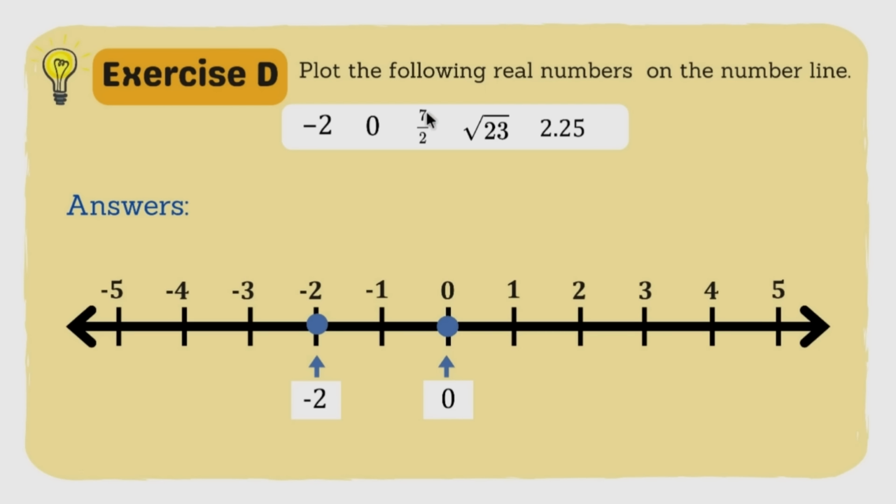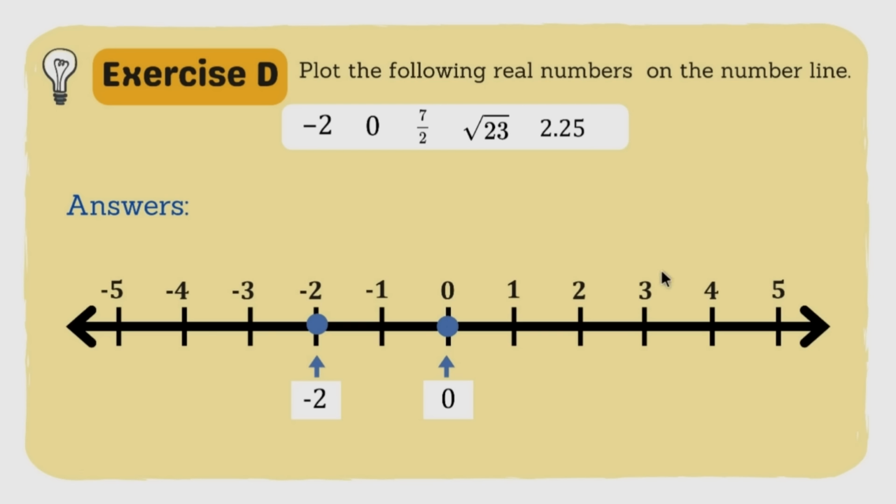And the next one, we have 7 over 2. This is now a fraction. If we're going to plot this on a number line, it would be better for us to convert this to a decimal. Or you can just divide 7 by 2. And if we divide 7 by 2, the answer is 3.5.